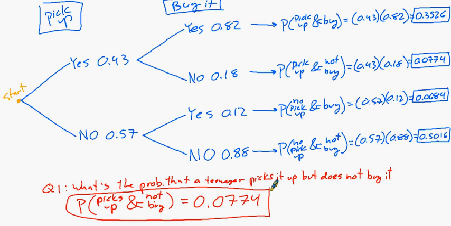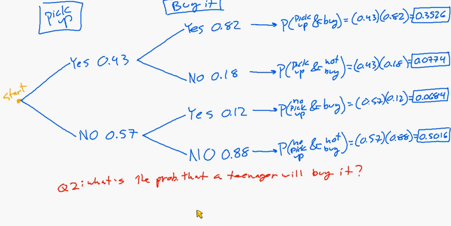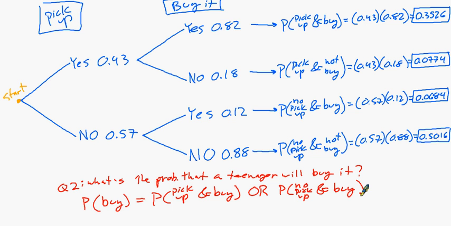Let's look at the second question. What's the probability that a teenager will buy it? Again, the wording of the questions is crucial. It's just asking about buying it, regardless of whether they picked it up or not. If we were to write this in probability form, the probability of buying it is the probability of picking it up and buying it, or the probability of not picking it up and buying it. Either situation, they buy it, which is what we're interested in.